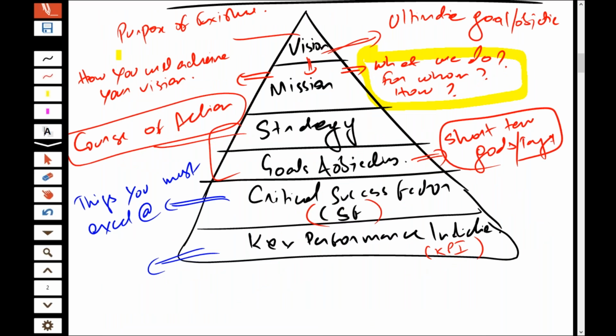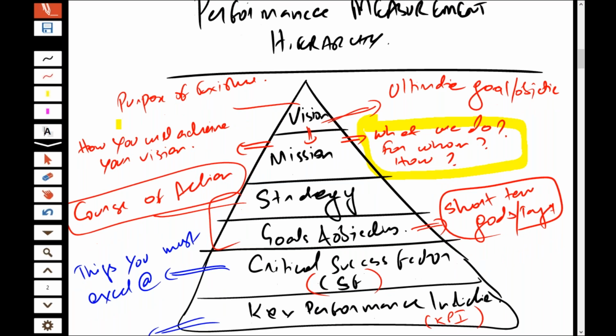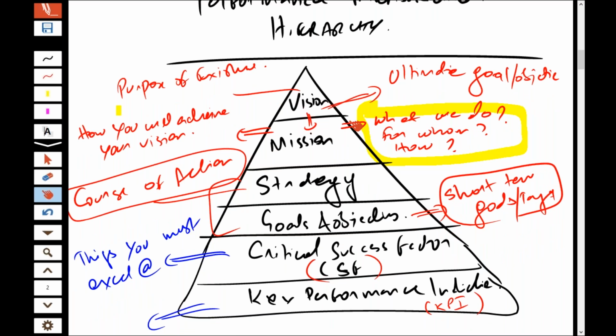So now, let me repeat. We are talking about the performance management hierarchy. And with respect to this performance measurement hierarchy, we have talked about this thing that any specific organization starts off with the vision, moves to the mission.